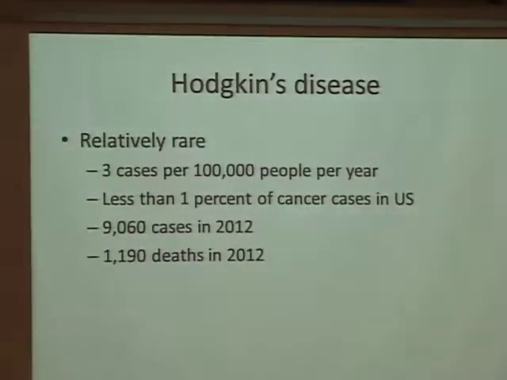Next up. So it's a pretty rare disease, really. There are about 3 cases per 100,000 population per year. It's less than 1% of the cancer cases in the U.S. There will be predicted to be about 9,000 cases in 2012 and about 1,000 deaths in 2012.